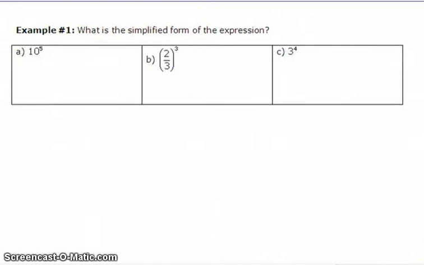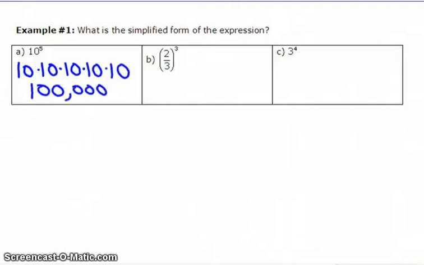So example 1 says, what is the simplified form of the expression? 10 to the 5th power means that you're going to multiply 10 by itself 5 times. So 10 times 10 times 10 times 10 times 10 is 100,000. So I have gotten it down to one number.